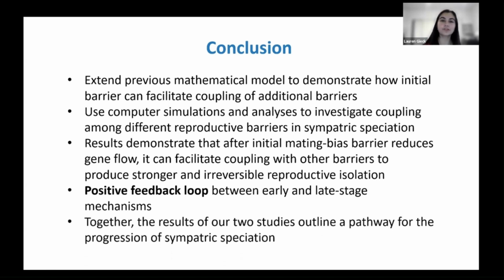And so together, the results of our two studies, that first one that we keep mentioning, where we developed this mathematical model, and this study now where we're looking at the overall possible combinations of different barrier mechanisms, outline a possible pathway forward for the progression of sympatric speciation. While our proposed mechanism still requires empirical validation and more theoretical refinement, we are just trying to offer a valuable framework that could be improved and extended through future research and discussions to advance our understanding of sympatric speciation.